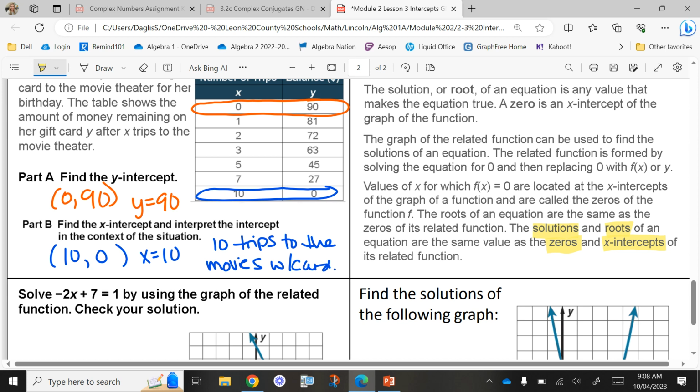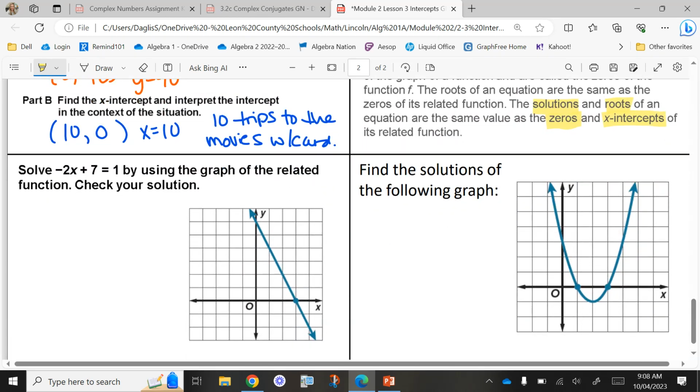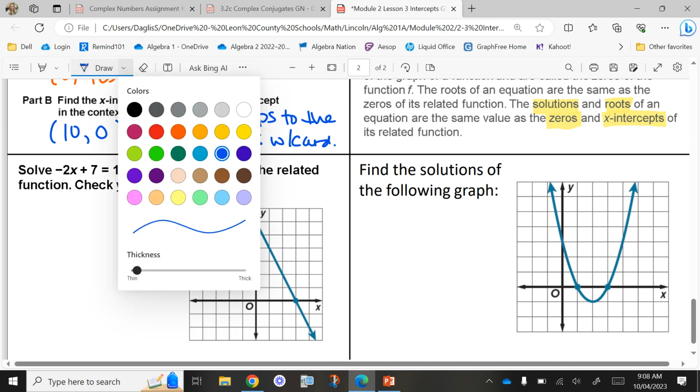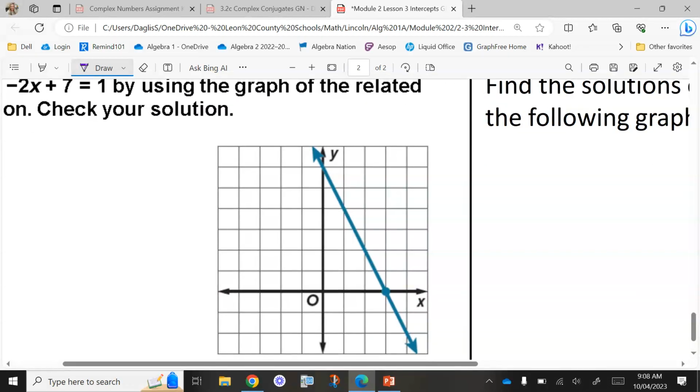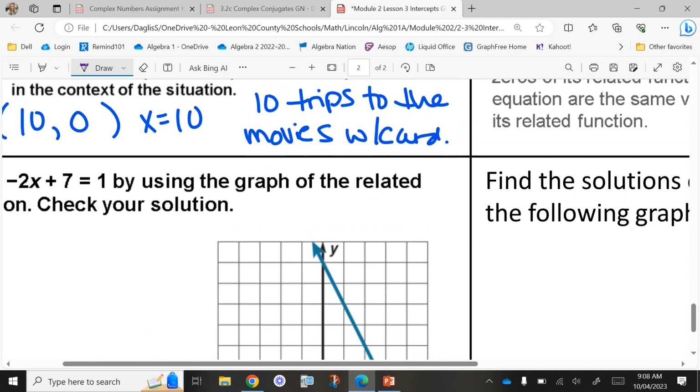Our next one gives me an equation and a graph. It says solve negative 2x plus 7 equals 1 by using the graph of the related function and then check your solution. So the graph they gave me matches that equation. So if I were to take this equation, which we're going to in a minute, and rearrange and get x by itself and solve for x, what should my answer be if this graph matches it? It should be x equals 3, right? It should be the same thing. We're going to check it.